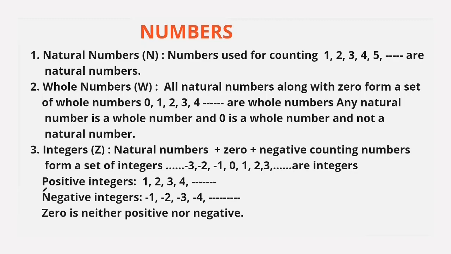Now positive integers start from 1, 2, 3, 4 and so on. Negative integers are all these with a minus sign, that is minus 1, minus 2, minus 3, minus 4 and so on. And 0 is neither positive nor negative.